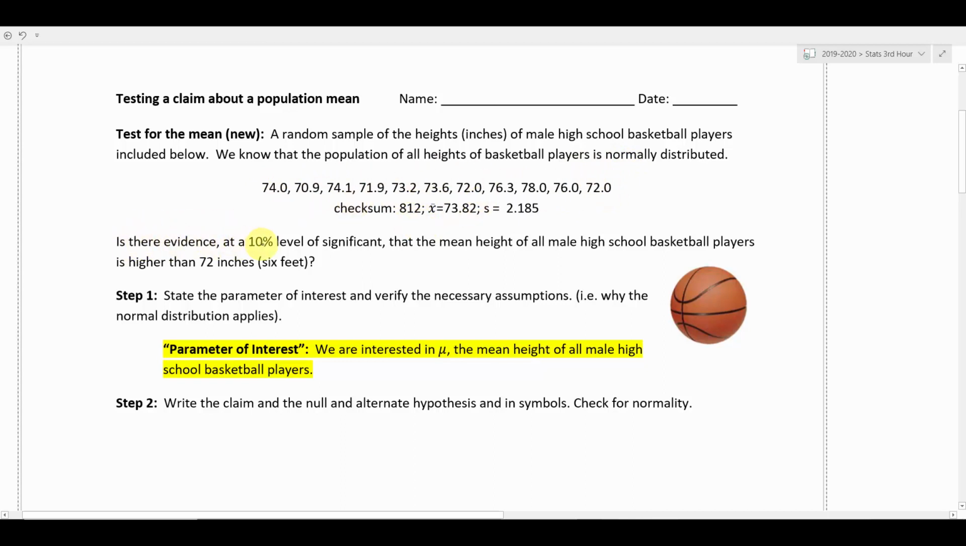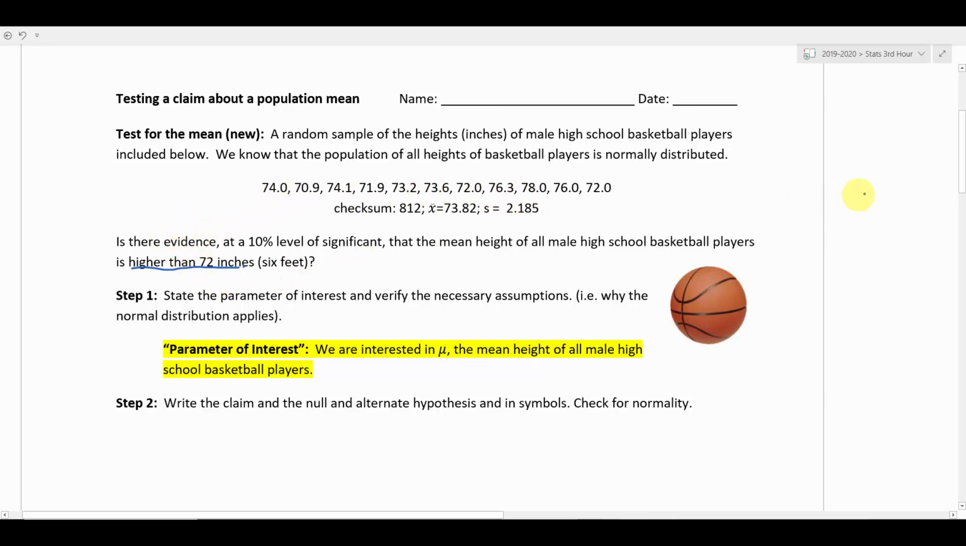Is there evidence at a 10% level of significance, I misspelled that, that the mean height of all basketball players is higher than 72 inches? So we're testing a claim. The claim is that the mean height of high school basketball players is higher than 72 inches, and we want to know if we have enough evidence from our data here to support that claim.